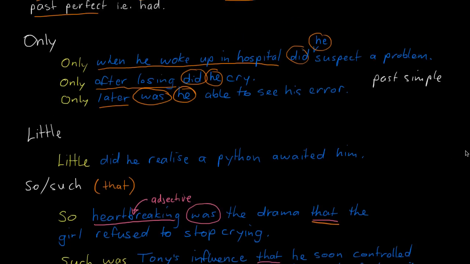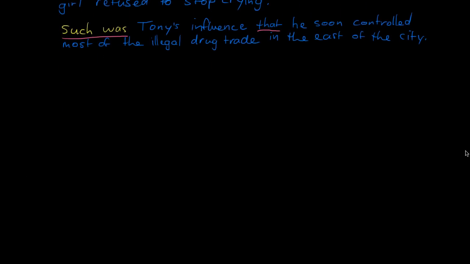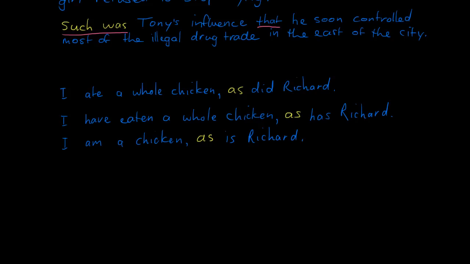Now let's move down. What we want to look at here is the word as, used a little differently, used with inversion. So I ate a whole chicken, as did Richard, and this obviously means that Richard also ate a whole chicken. I have eaten a whole chicken, as has Richard, just showing the different tenses that you can use. Ate was past simple, have eaten. Now this one changes a little.